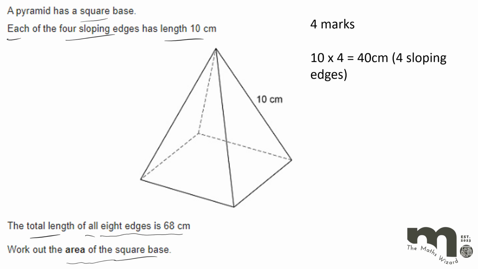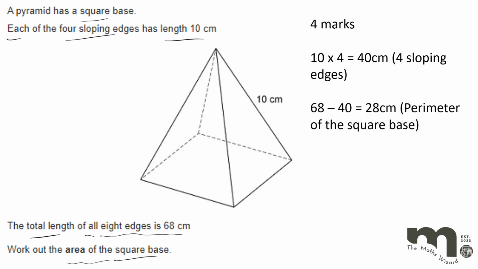Okay, so your first step here is to do 10 times 4, and that will tell us that the 4 sloping edges add up to 40 centimeters. If we then take that away from the 68 that we've got for the total length, that will tell us that 28 is the perimeter of the square base. That's the distance around the edge of this square base, all the way around the edge there.